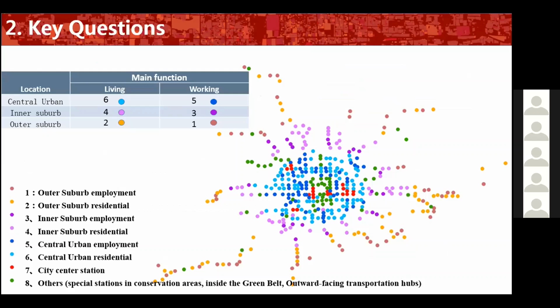The stations are classified by location, including outer suburb, inner suburb, and central urban, and by main function of land use, including residence and employment. And two additional categories are added. One is city center stations such as CBD, which is red on the map. The other is special stations in conservation areas of Beijing Old City, Green Belt, and transportation hubs such as high-speed railway stations, which is green in the right map.